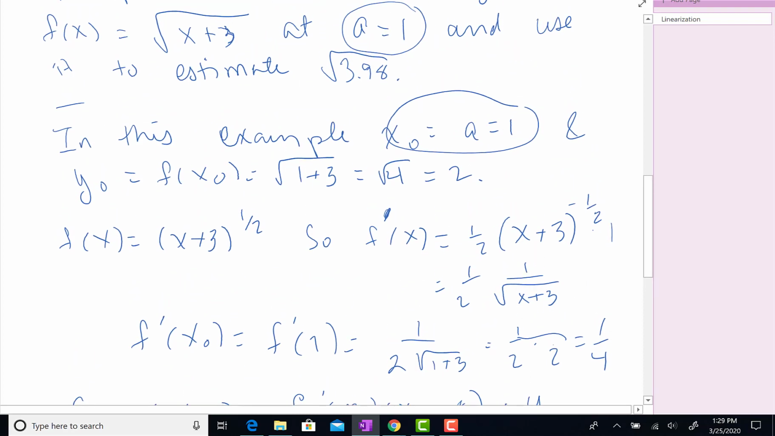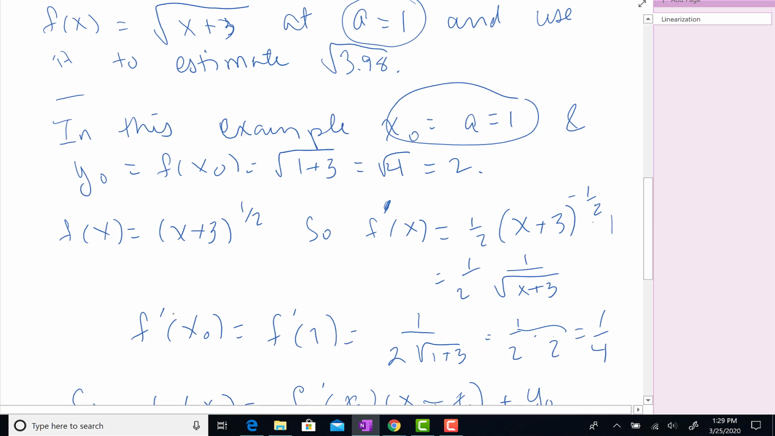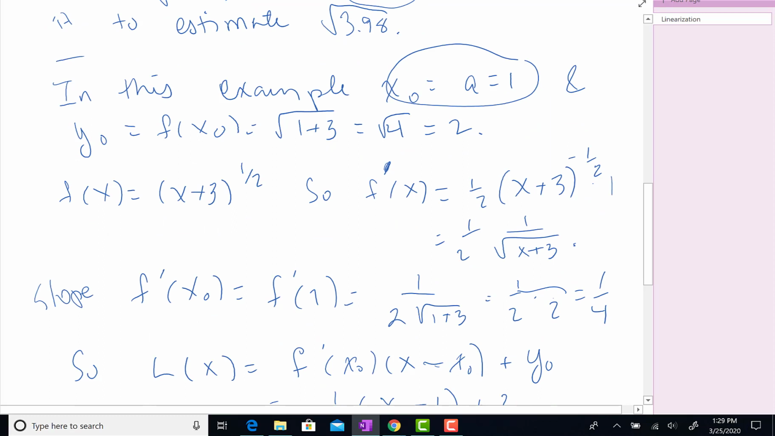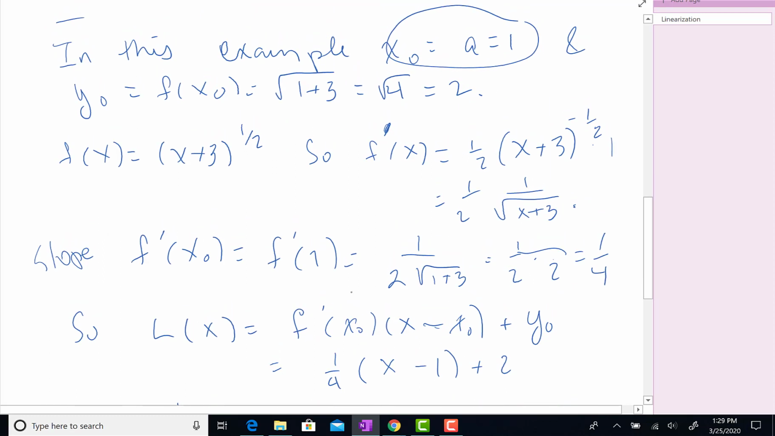Okay, so when we plug in x0 to f prime of x to give us the slope of our linearization, or the slope of our tangent line, we get f prime of 1, which is 1 over 2 times the square root of 1 plus 3. I'm just using that formula right there. And of course that's 1 over 2 times 2, so it's 1 over 4. Okay, so we have all the ingredients that we need. The linearization is the slope, 1/4, times x minus x0, which is x minus 1, plus y0, which is 2.